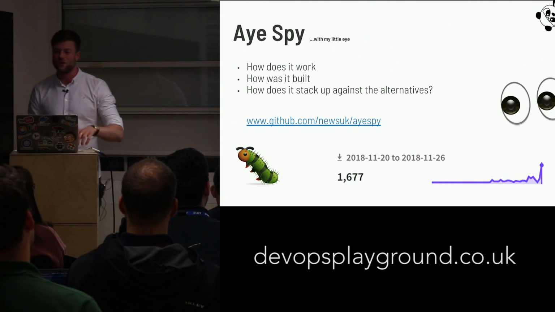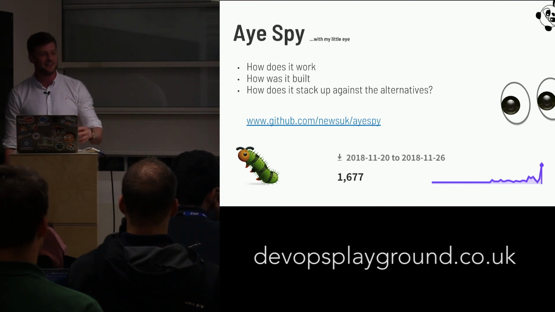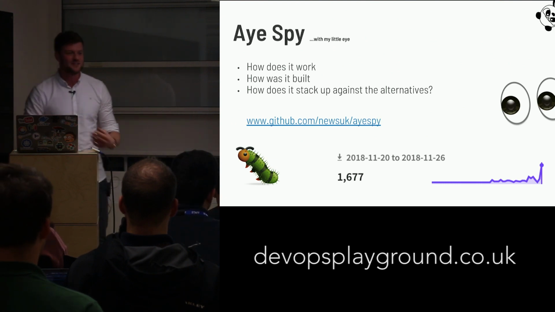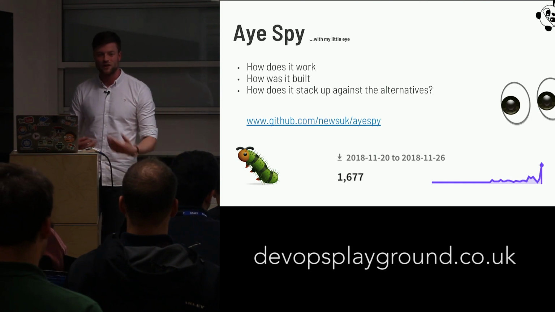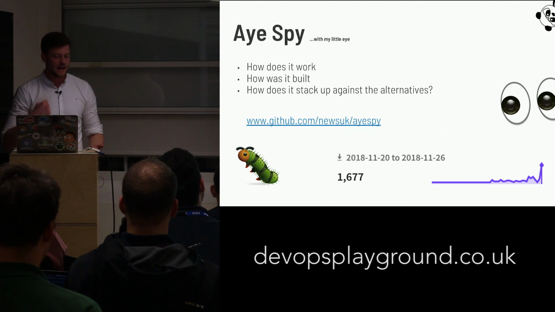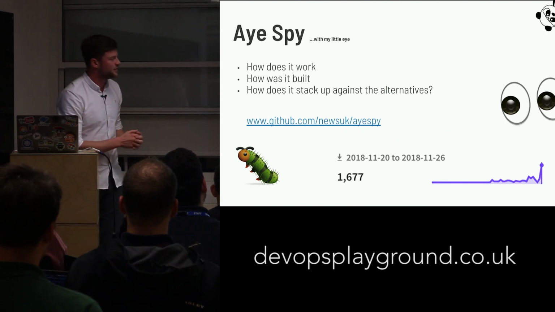So to solve the whole thing with your images being committed into your repository, we now store the images on S3. If you guys don't know what S3 is, come and talk to me afterwards and we'll go through it together. And how does it stack up to the alternatives?